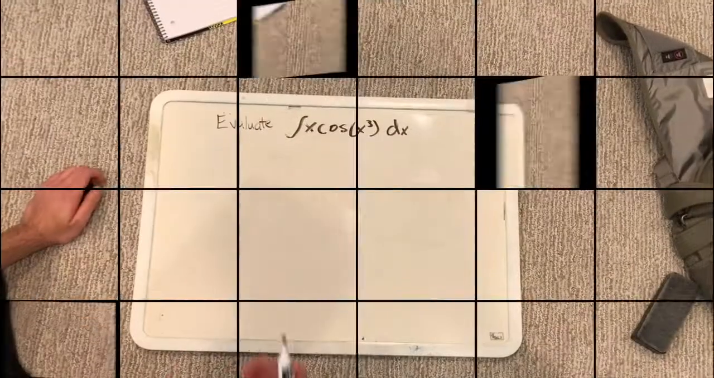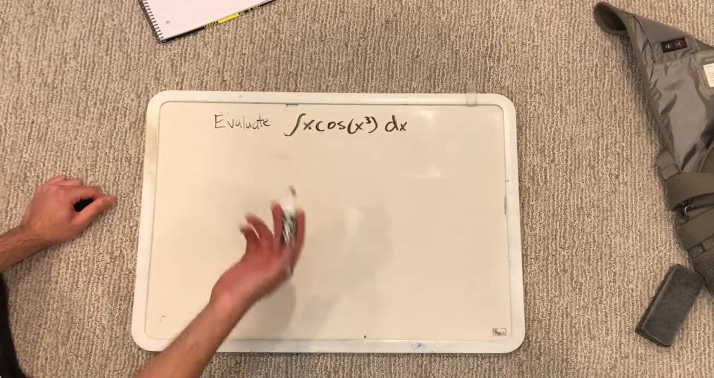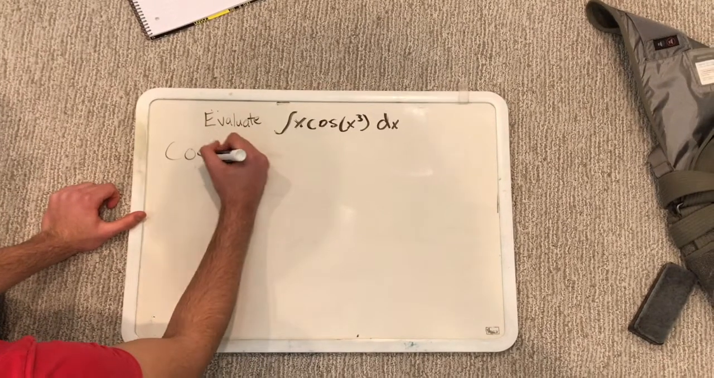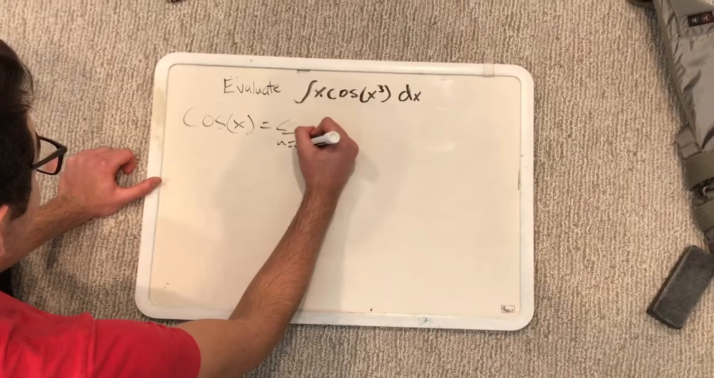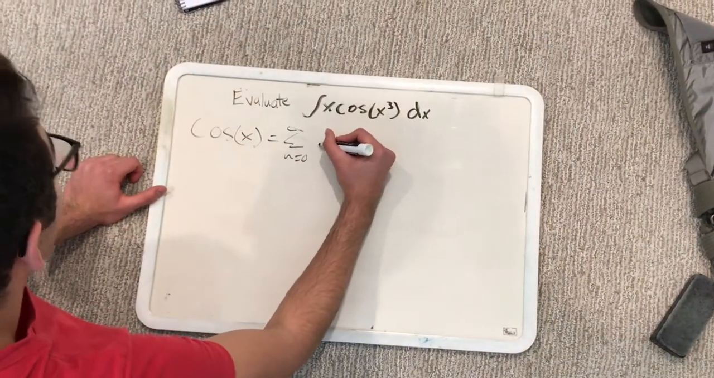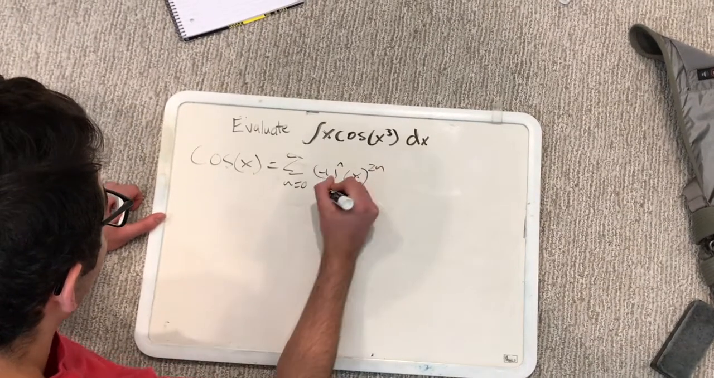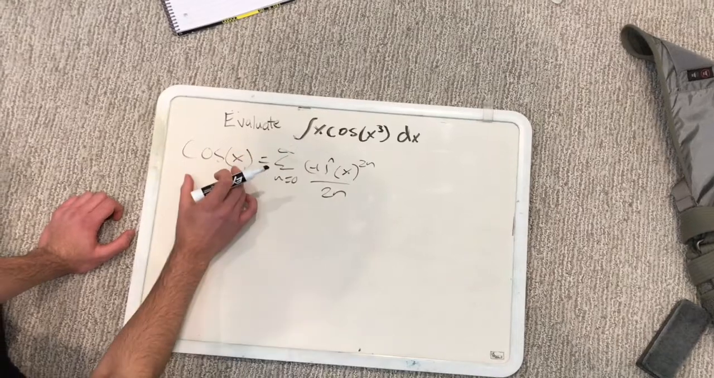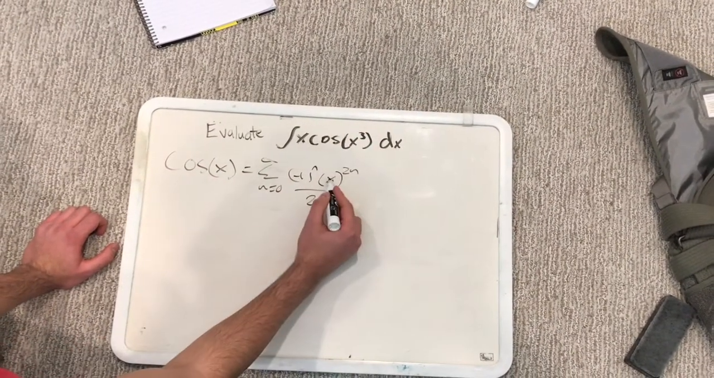So we're going to evaluate x cosine of x cubed as an indefinite integral. The way we're going to go about this is we're going to use the identity that we know, which is that cosine of x equals the summation from n equals 0 to infinity of negative 1 to the n times x to the 2n over 2n factorial. We kind of know this as a rule, so we're just going to use this to help us solve this. All we're going to have to do is plug in x cubed for x here.